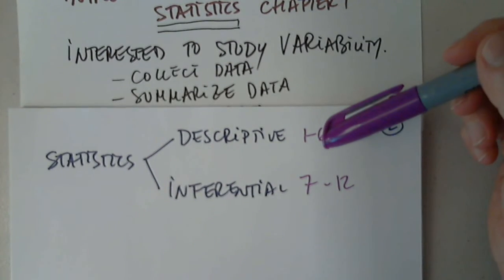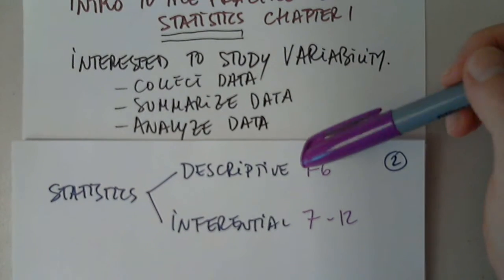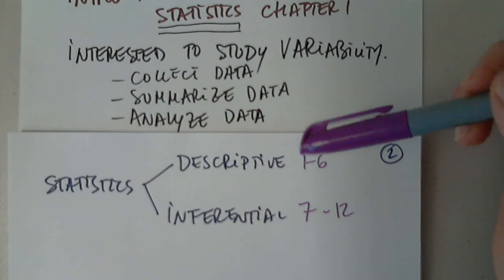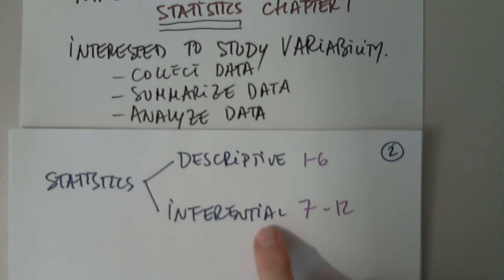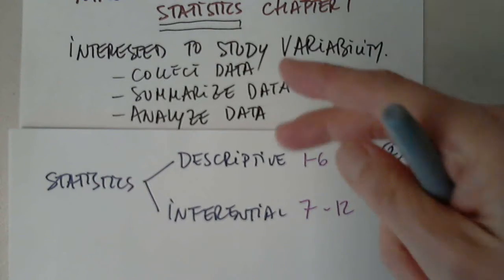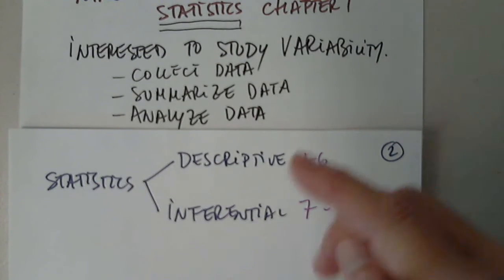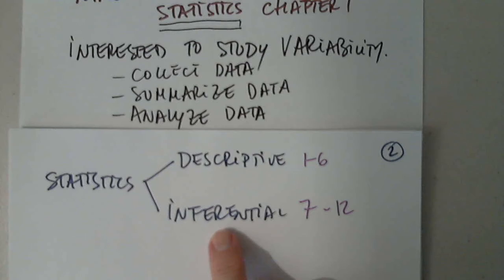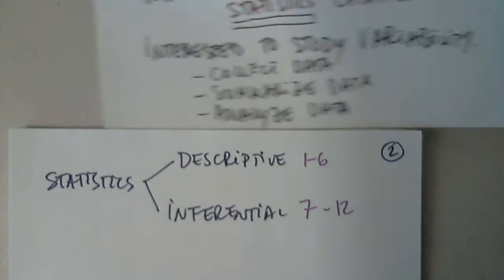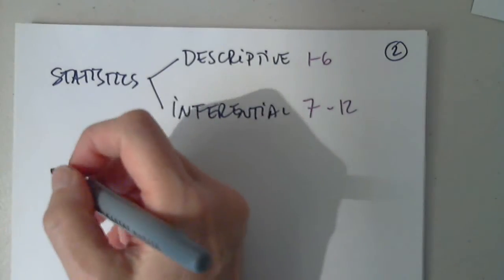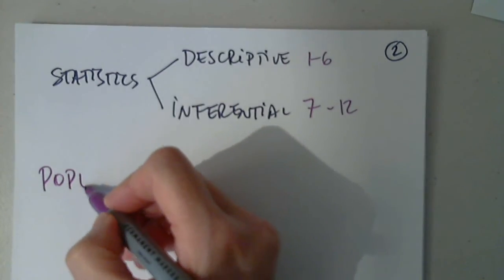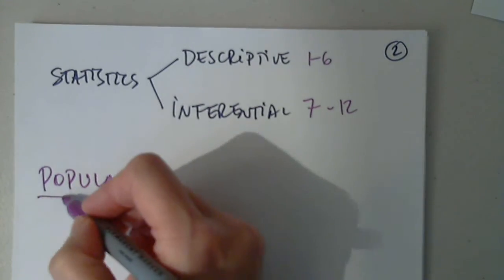So in descriptive, we are going to organize and summarize the information. And in inferential, we're going to draw conclusions. So descriptive is collecting the data, summarizing, analyzing the data. And this is basically when we draw conclusions. Okay. Any questions so far? Now, we're really interested in drawing conclusions about a population. Population is our target.